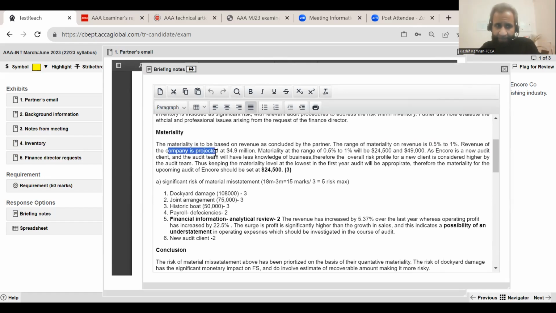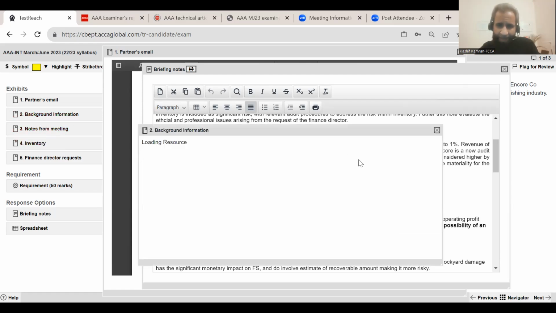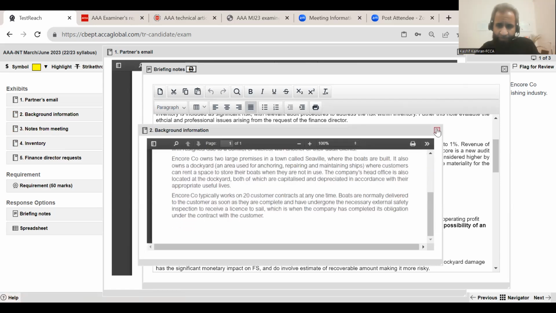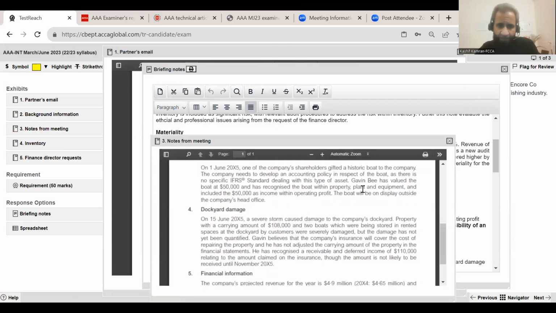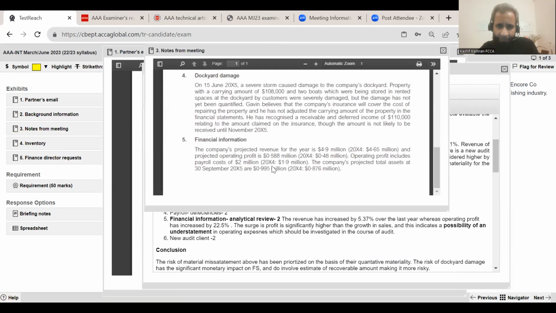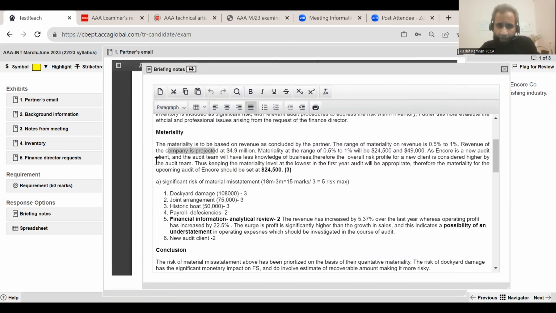The revenue of the company is given right in the extracts of the financial statement. I think it's in the background information, I guess. No, it's in the notes of the meeting. In the notes of the meeting, you have been given the revenue of the company, right? The revenue of the company is $4.9 million. That's given on the Exhibit 3. So revenue of the company is projected at $4.9 million. Materiality at the range of 0.5% to 1% will be $24,500 to $49,000.